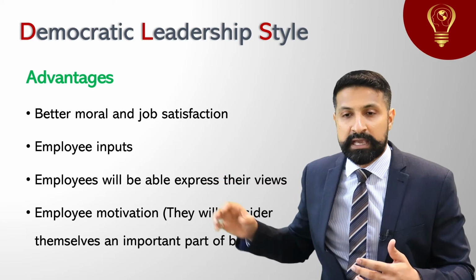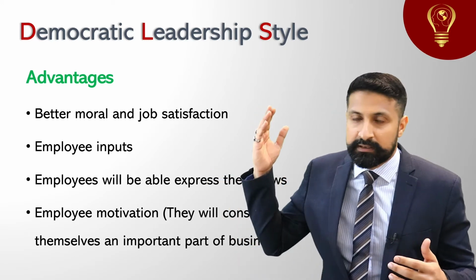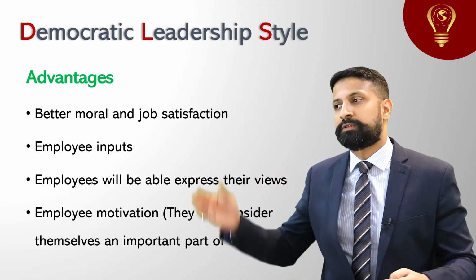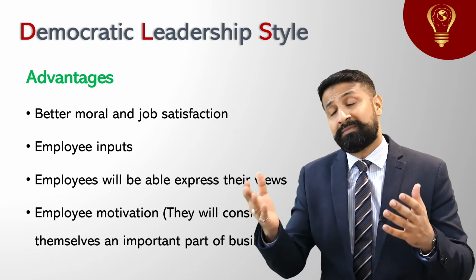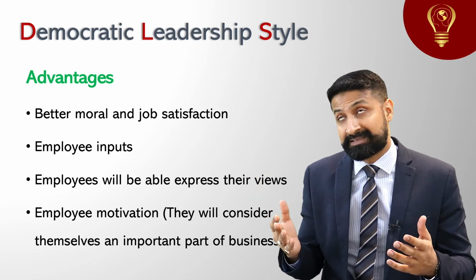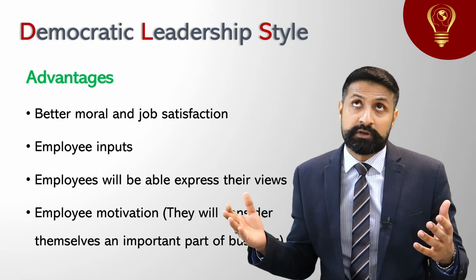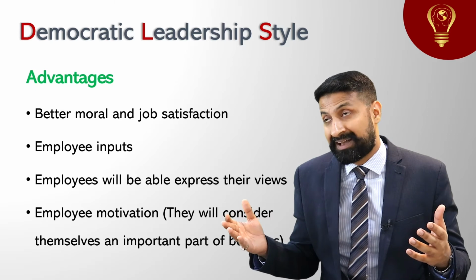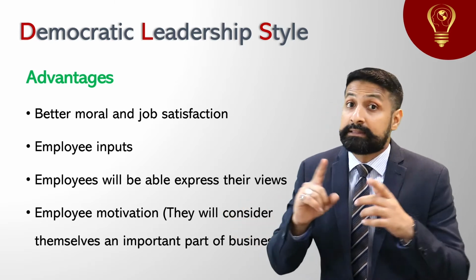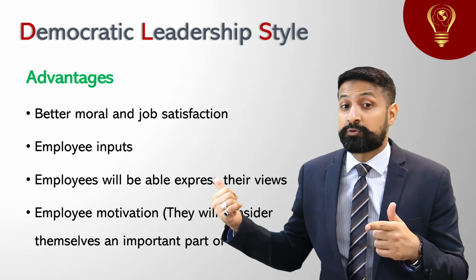Employees will be able to express their views. Sometimes in autocratic leadership style, for example, you simply give orders. Nobody expresses their views and they simply take the orders despite knowing that it's going to be a serious problem. We don't have this ability or capability, and they are simply asking us to do something. They're going to suffer. This happens in autocratic leadership style. But in democratic leadership style, it's so different.